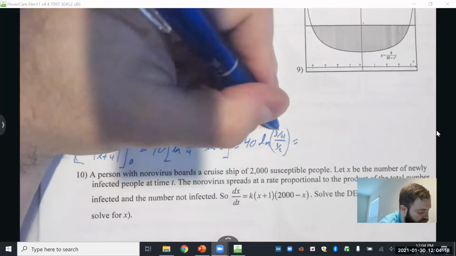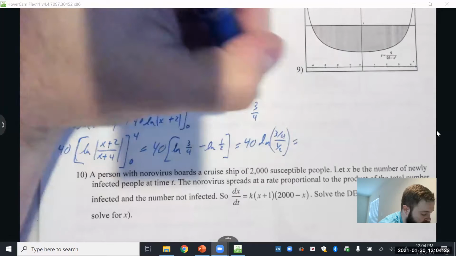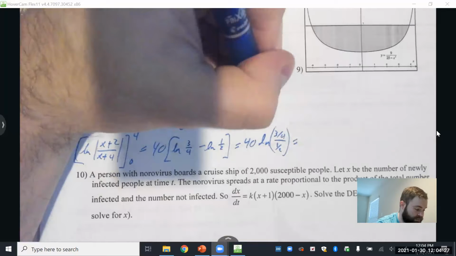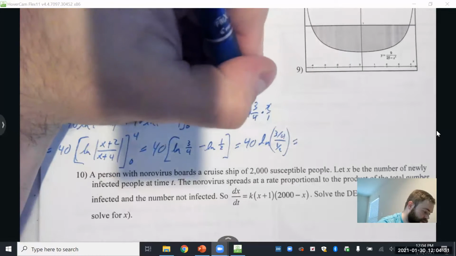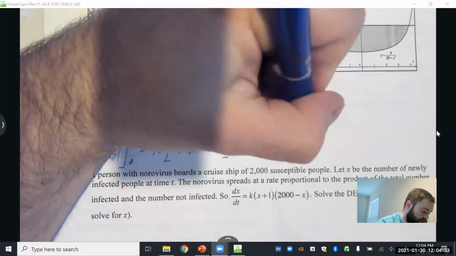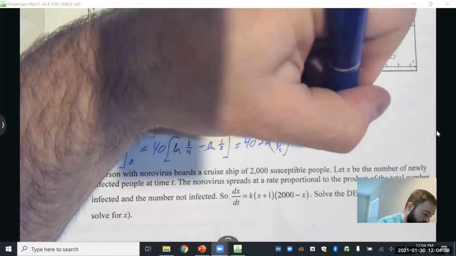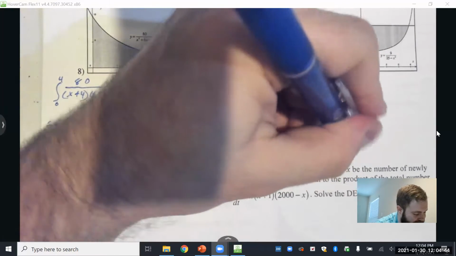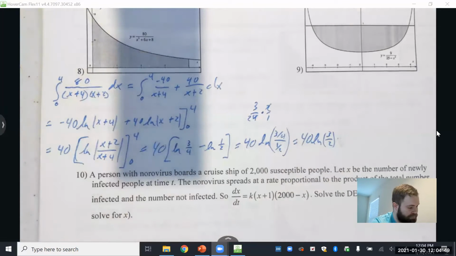Well, you've got a fraction divided by a fraction. 3/4 divided by 1/2 would mean times 2, because you multiply by the reciprocal. And so we can just have a 2 on the bottom, so it's just 40 natural log of 3/2. Plus C is not necessary. It's a definite integration problem. We found the exact answer for the area under that function.